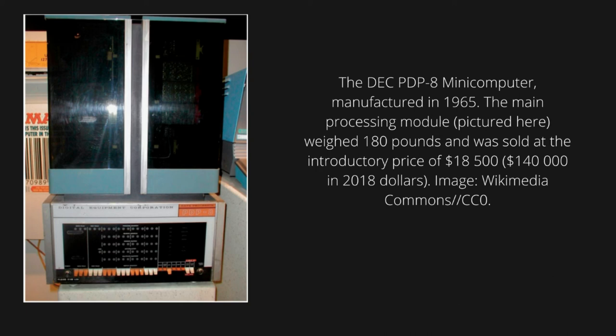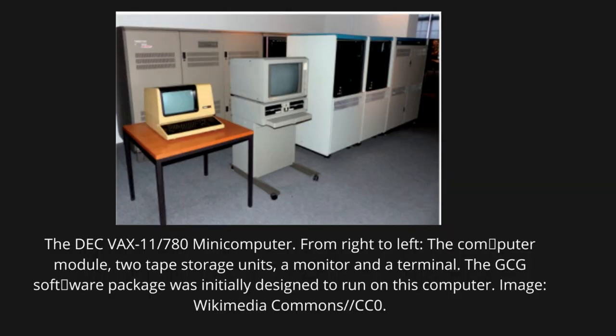Image: Wikimedia Commons, CC0. The DEC VAX-11/780 minicomputer. From right to left: the computer module, two tape storage units, a monitor and a terminal. The GCG software package was initially designed to run on this computer. Image: Wikimedia Commons, CC0.